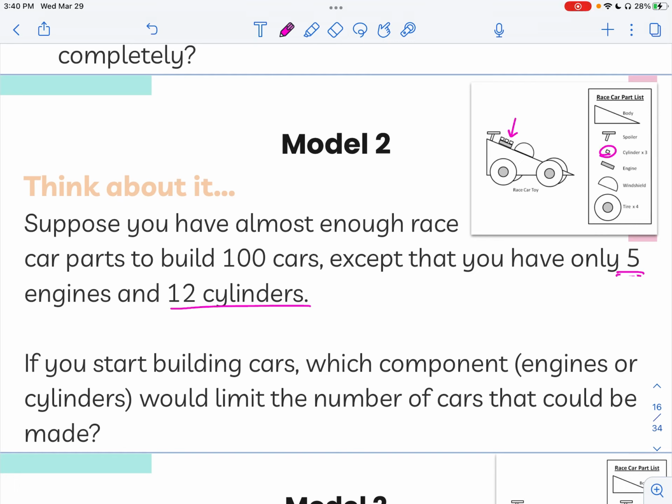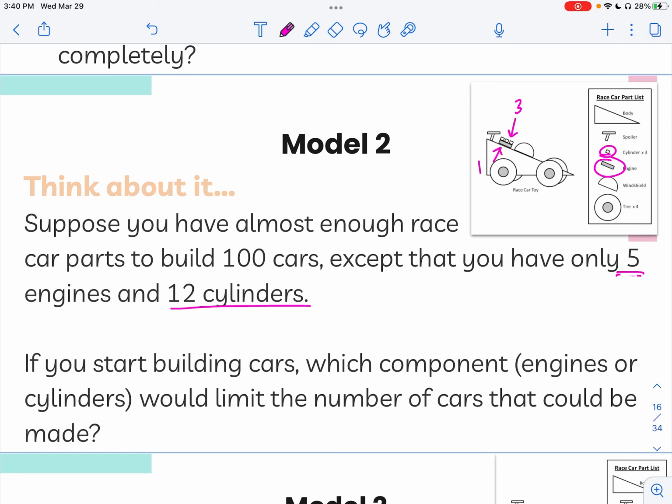Looks like a cylinder are these three little blocks here. So, that means that we have to have three of those for every car. And then our engine is right here. We just need one of those for every car. So let's think about our engines. If I have 5 engines, then I can make 5 cars.